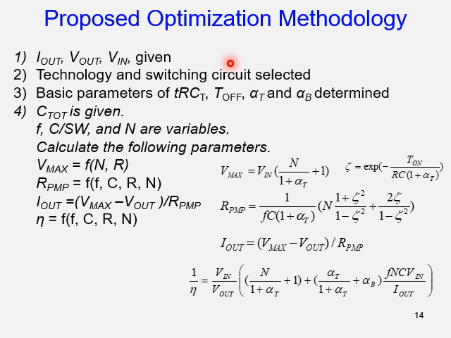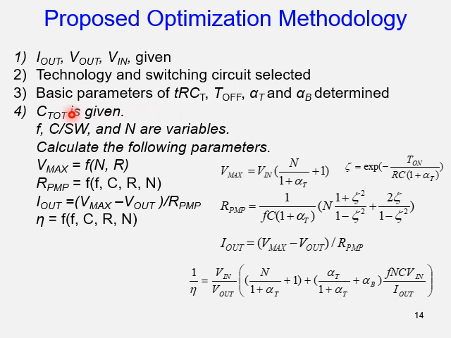So using the following few slides, I show some optimization methodology, for some summary. So you are provided the target specification: input voltage, output voltage, and output current at the output voltage. And also your technology is given. And you can probably select the switching circuit topology. Then the basic parameters are here to proceed with the methodology.